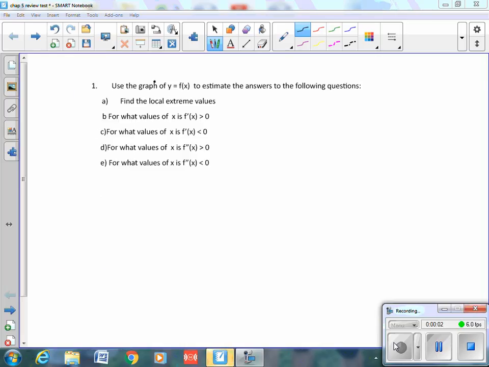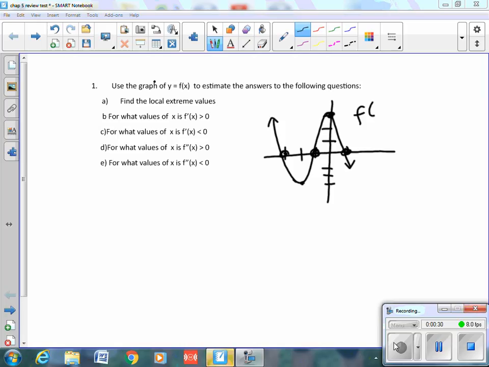Okay, here we go. Use the graph of y equals f of x to estimate the answers to the following questions. So, this was on your review sheet. There was a dot here, a dot here, a dot here, a dot here, and a dot down here, and it looks something like this, correct? Okay, so you have to find the local extreme values. This is f of x. That should go pretty smoothly on the test.